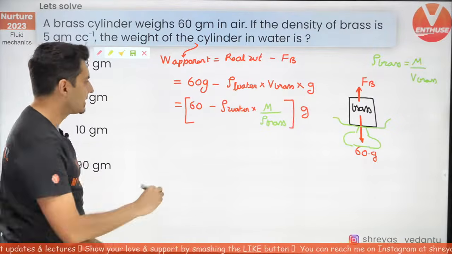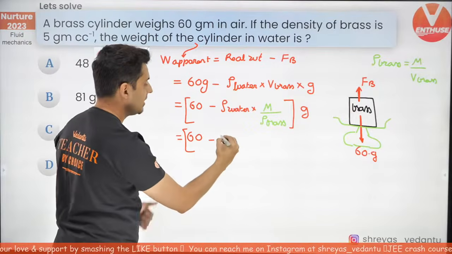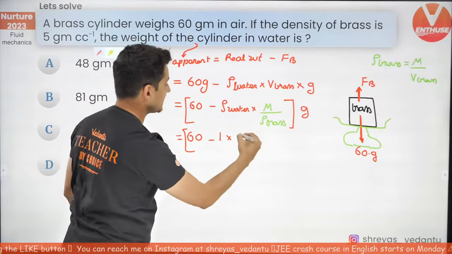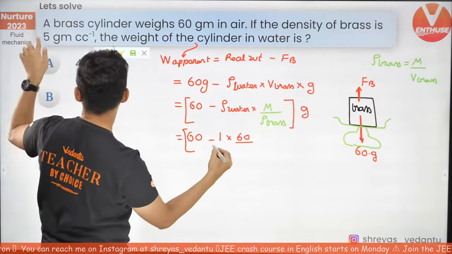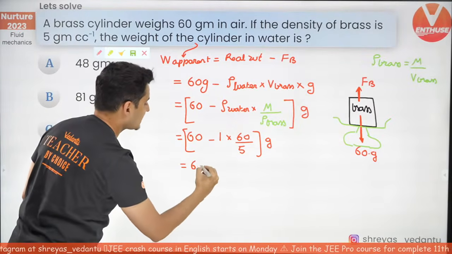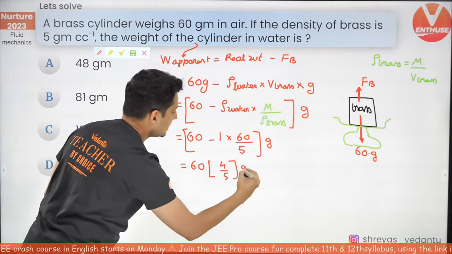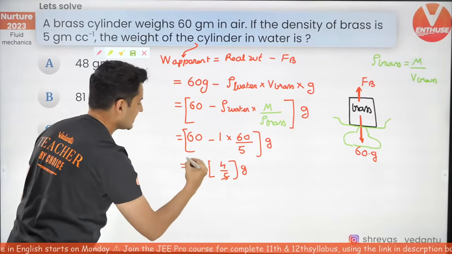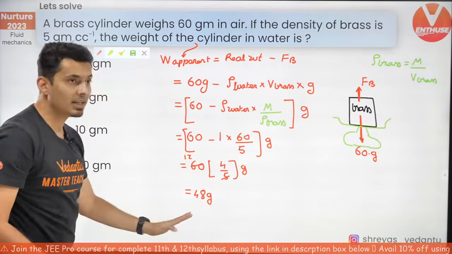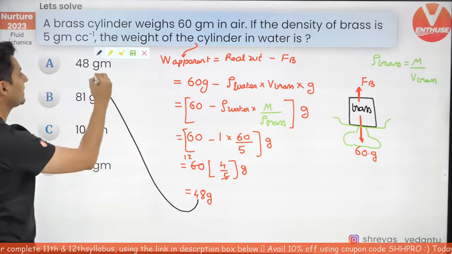Now the next step is just substitution, and let's see what we get. So 60 bracket is also put. Density of water, it's 1 gram per cc. Everybody knows this. Mass of the brass, it's 60 grams. Density of brass, it is 5. This entire thing into g. 60 comes outside. So 60 into (1 minus 1 by 5) is 4 by 5 into g, which is, this 5 goes with 60 12 times. 12 fours are 48 g. So 48 g is the force or the weight. So in grams, it will be 48 grams.